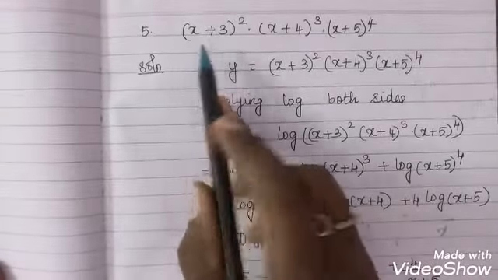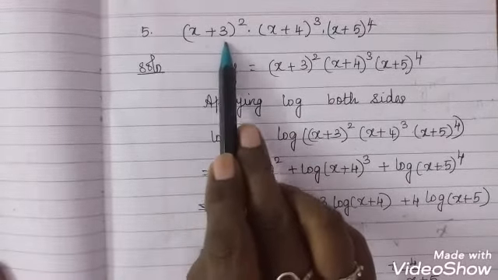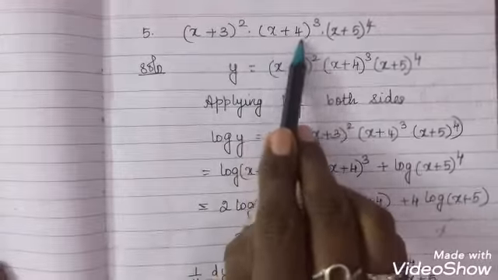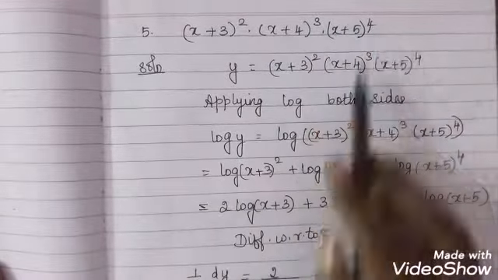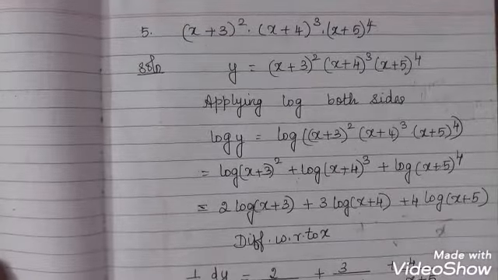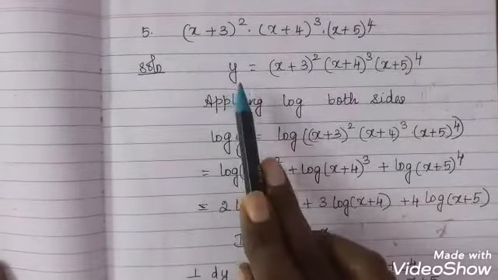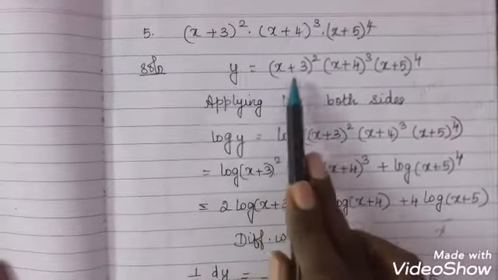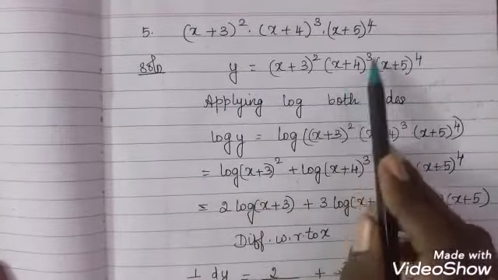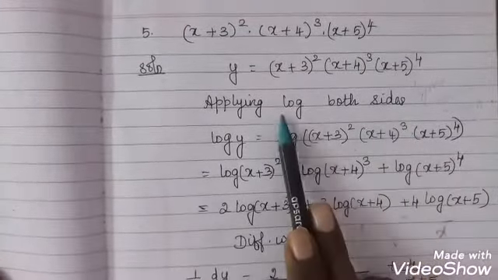The fifth question, again you'll have to differentiate it with respect to x here. It's given as x plus 3 the whole squared into x plus 4 the whole cube into x plus 5 the whole power 4. Seeing it as it is, it's very difficult for us to expand it and then differentiate it with respect to x. So what will you do here? Take y is equal to x plus 3 the whole squared into x plus 4 the whole cube into x plus 5 the whole power 4.